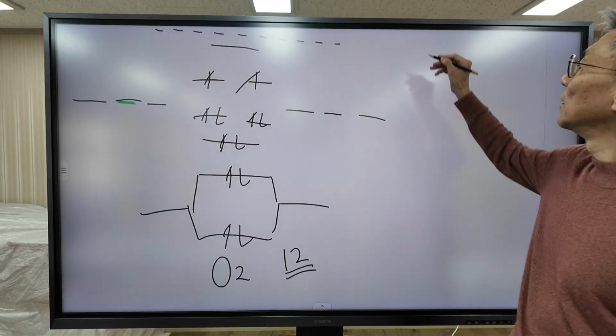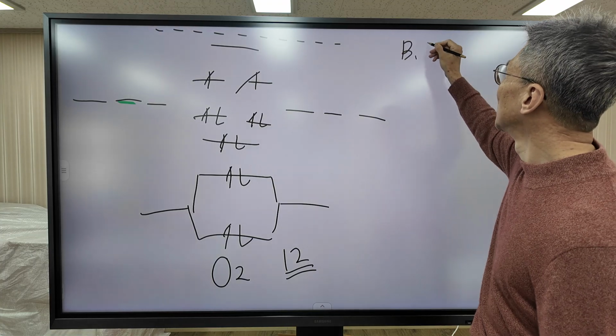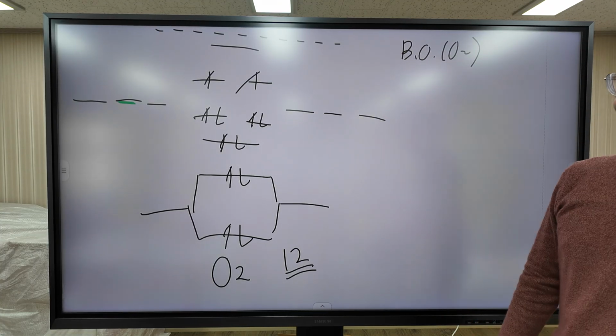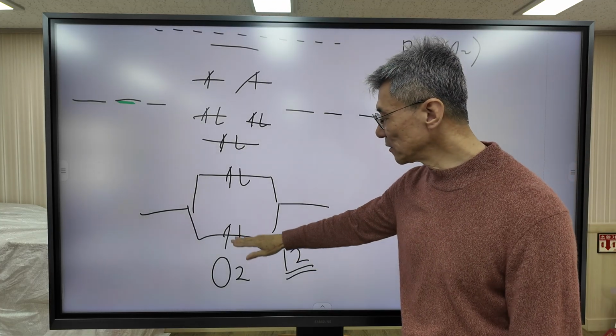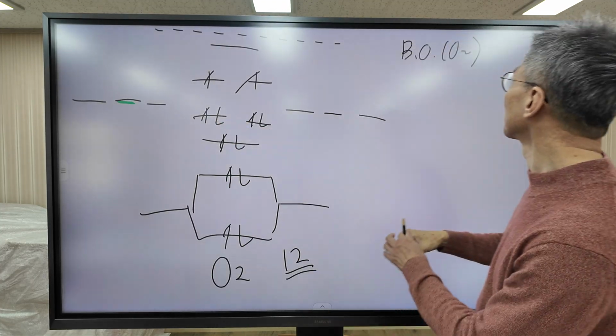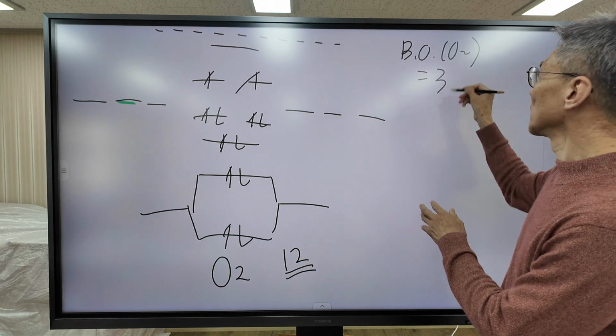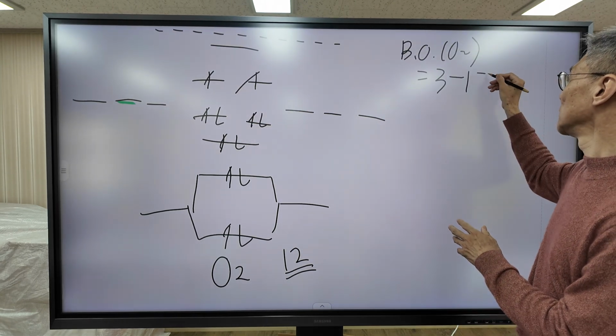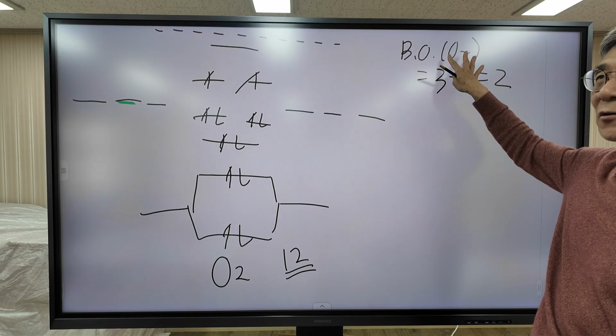Now, what is the bond order of O2? This one cancels this one. Now, bond order: 1, 2, 3. This one is anti-bonding, so minus 1. So the bond order of O2 is 2.